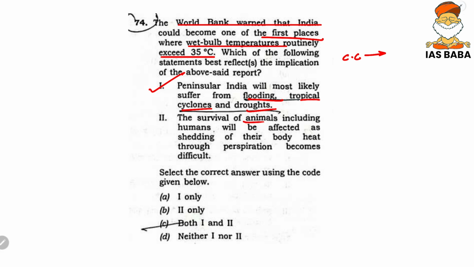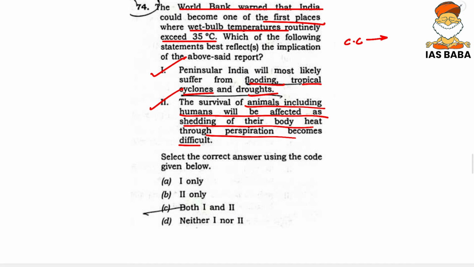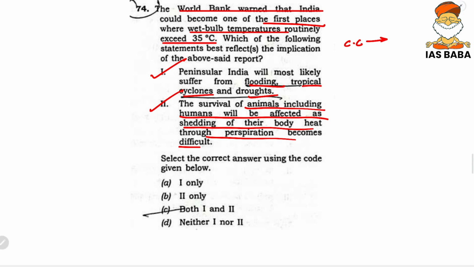Second statement, the survival of animals including human beings will be affected as shedding of their body heat through perspiration becomes difficult. So yes, they will also be affected. Now there are certain statements which are elaborated in order to confuse you, but you do not need to get confused. C would be the correct answer, both.